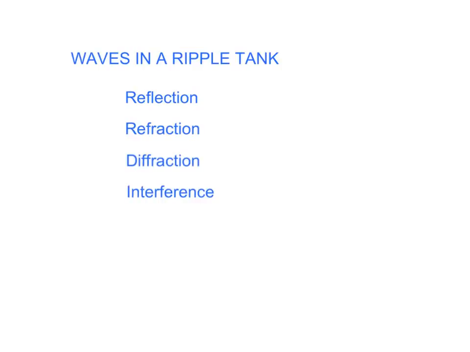Now that we've learned all kinds of things about waves, we're going to investigate waves in a piece of equipment called a ripple tank. We're going to study reflection, refraction, diffraction, and interference.